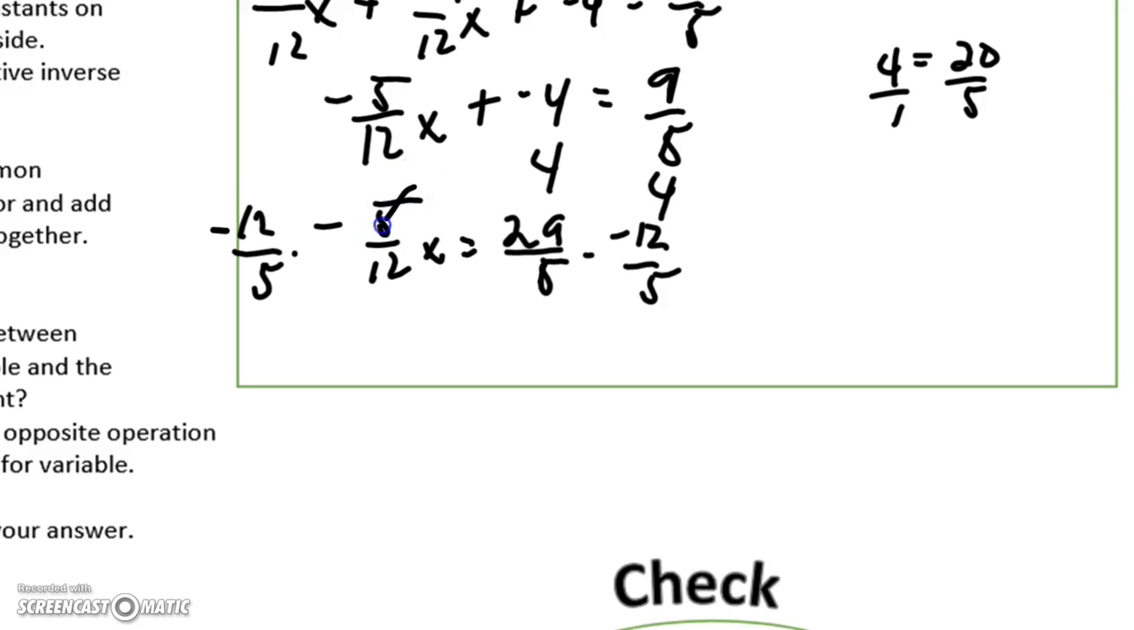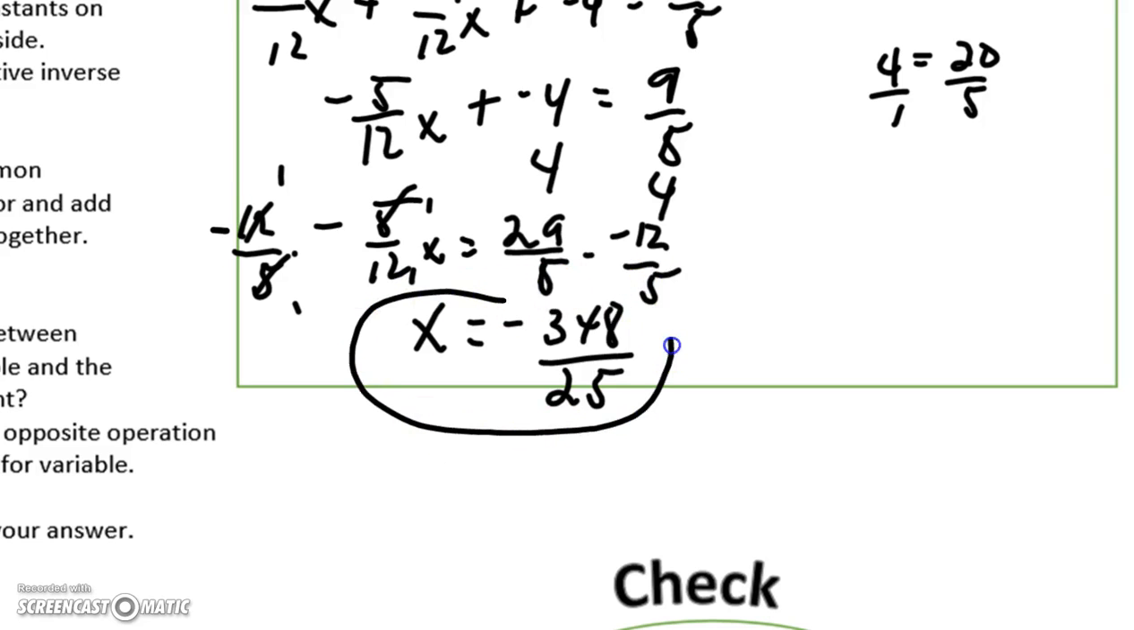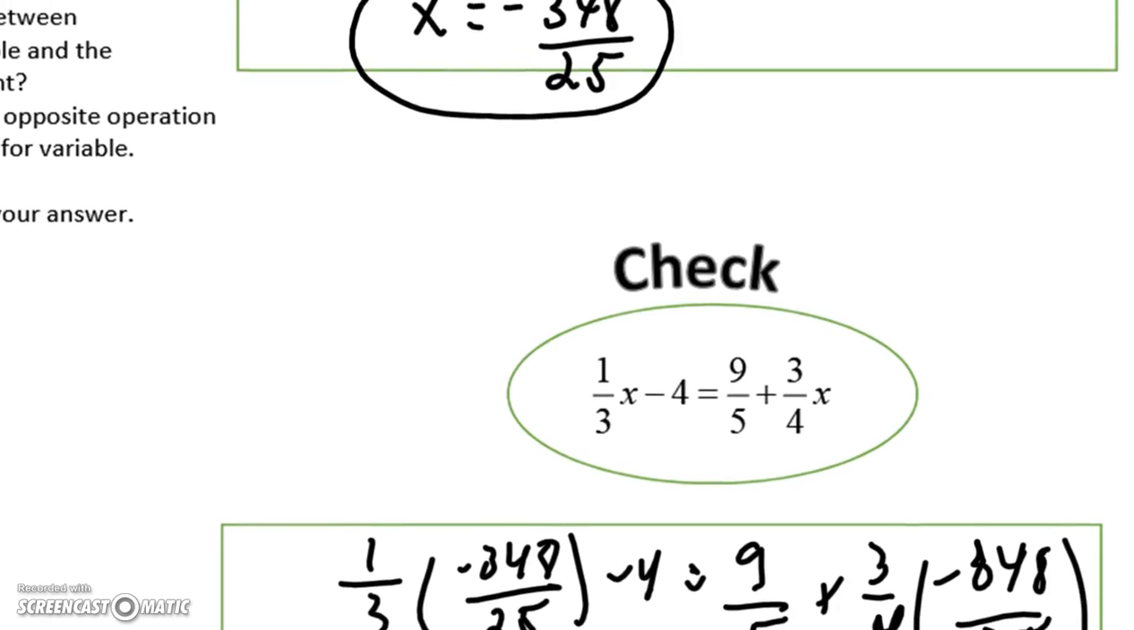And I can see that the 5s cancel. 12 divided by 12 is 1. The negative times a negative would leave me with 1x or x. And then on the right side here, there's no cross reducing I can do, so I do have to multiply 29 times negative 12, and that is negative 348, and 5 times 5 is 25. So this is what I think my answer is, and to see if it is, I'm going to check.